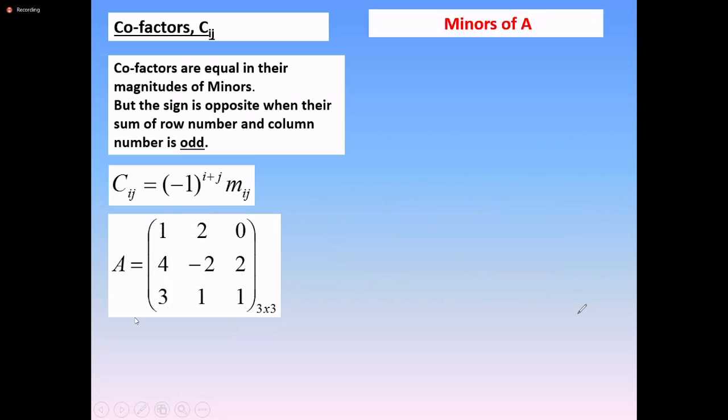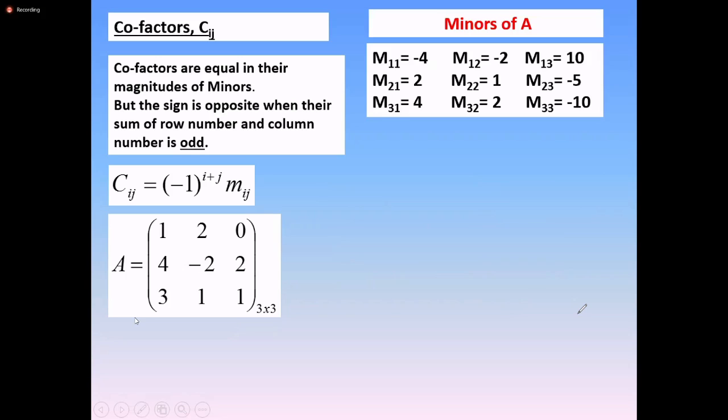Let's say the minors of A are given this way: -4, -2, 10. That is also the same example we took from our example which I used to describe minors here. So these are the 9 minors here. Then we can write the cofactors also, 9 cofactors also there. Then what is C11? So I will show you here. In this position, that is actually we go to diagonal.